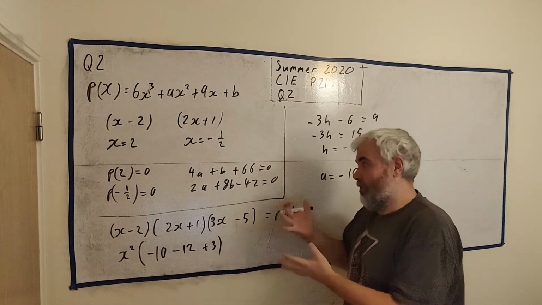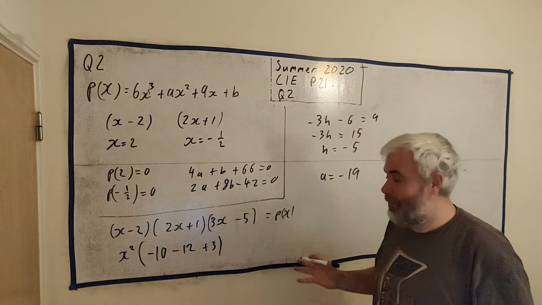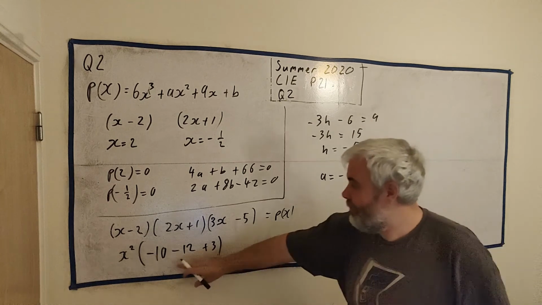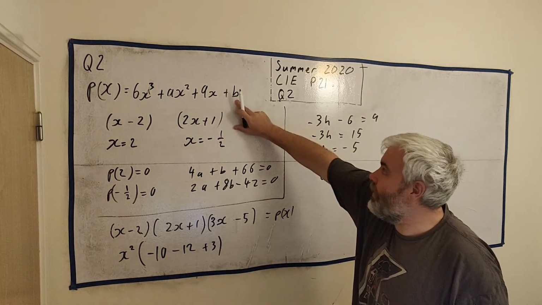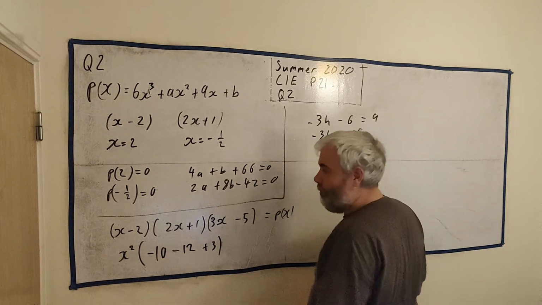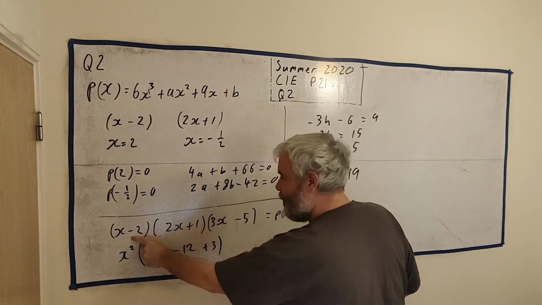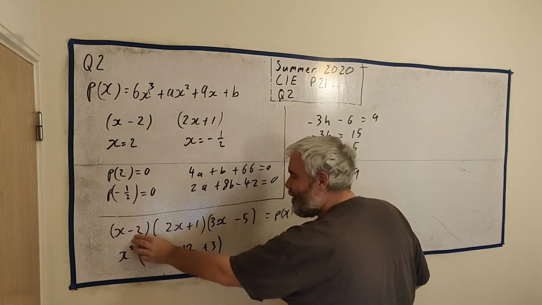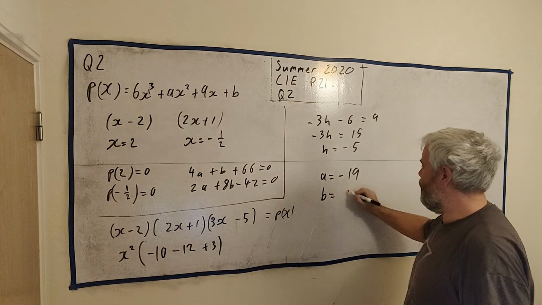So that's why I find this way a little faster. I can do a lot of this in my head. I don't have to do all the sum out, and I can just see what the answer is with some simple numbers. Again, for b, the only place that b would come from is all the constant numbers: minus 2, 1, and minus 5. Minus 2 times 1 times minus 5 is 10. b is equal to 10.